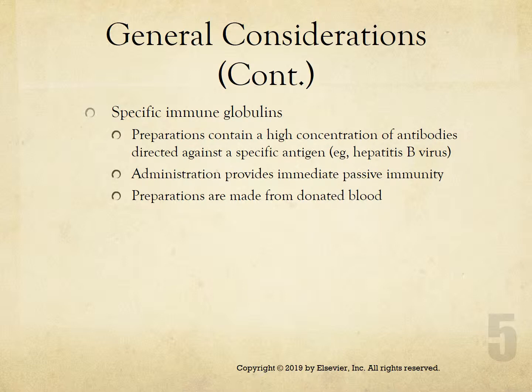With specific immunoglobulins, the preparations contain high concentrations of antibodies directed against a specific antigen. They provide immediate passive immunity, but of course that only lasts as long as the antibodies last, and that is why we have to get titers, such as with hepatitis B or your MMR, and preparations are made from donated blood.